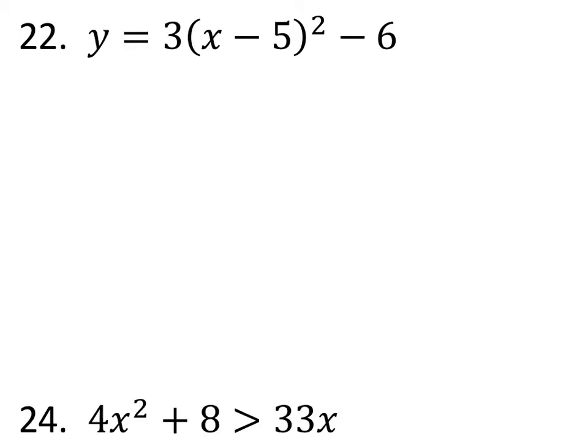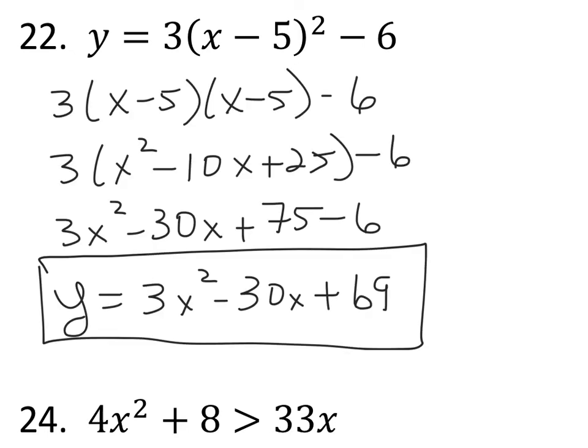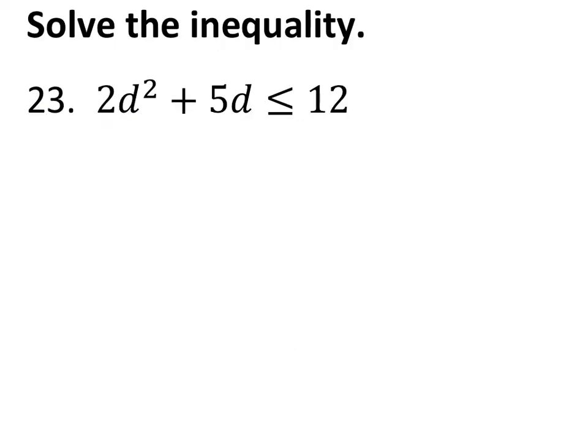And we do the same thing with problem 22. All right, so we broke this apart into its two binomials, x minus 5 times x minus 5, FOILed it together. We got x squared minus 10x plus 25. We then distributed the 3, getting 3x squared minus 30x plus 75, and then subtract the 6. And we get y equals 3x squared minus 30x plus 69. That's standard form.